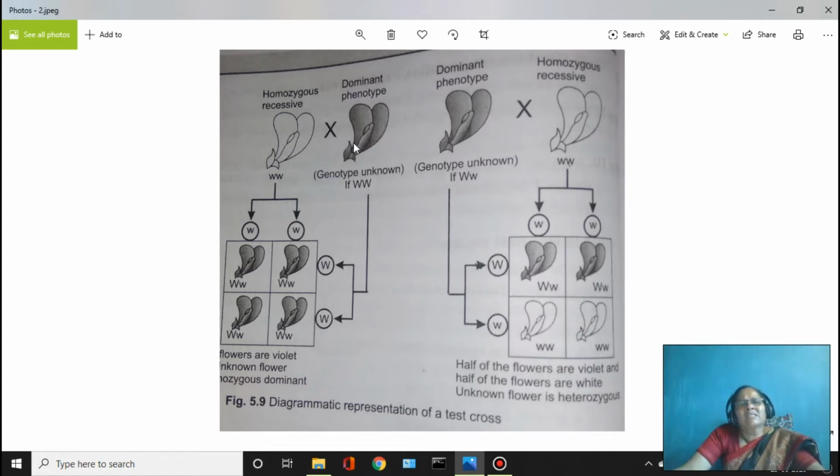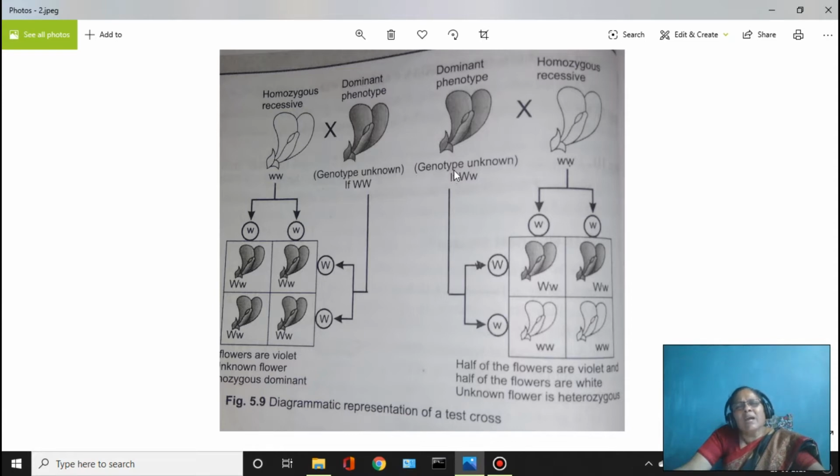Here, this violet flower as well as the white flower. Violet is a dominant trait and white is a recessive trait. We do not know the genotype of the F1 violet. So first we assume that both of these alleles are dominant, crossed with the recessive white, and if you observe all the progenies are violet, then we can assume that this F1 hybrid is a homozygous violet.